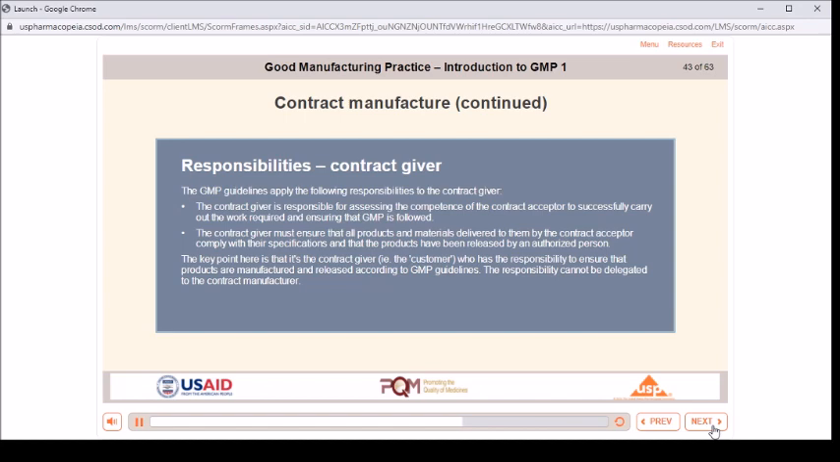The key point here is that it's the contract giver, i.e. the customer, who has the responsibility to ensure that products are manufactured and released according to GMP guidelines. The responsibility cannot be delegated to the contract manufacturer.